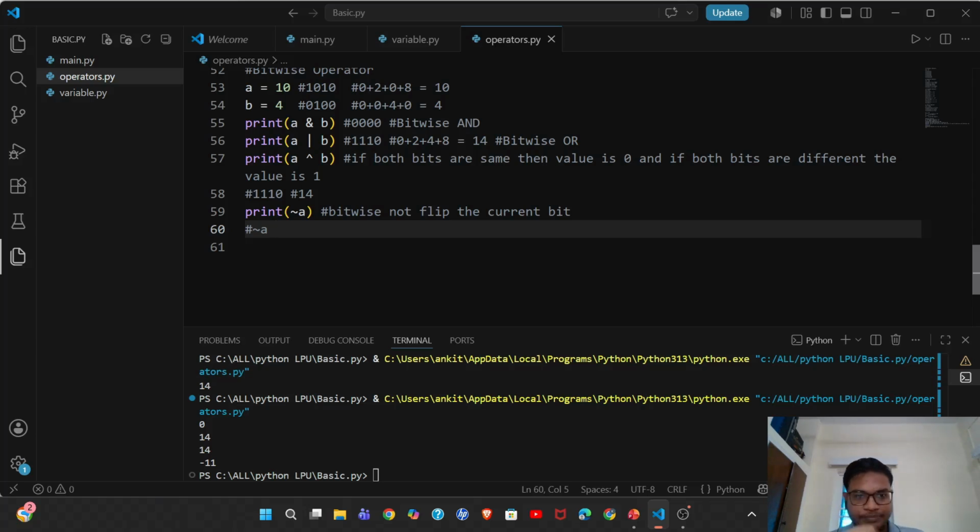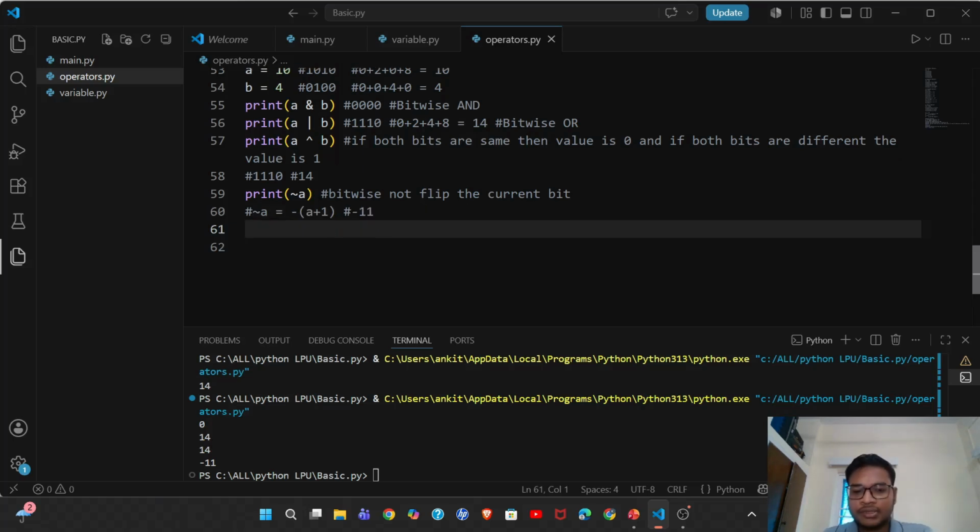So the formula is minus of A plus 1. This is the formula. If you find any MCQ question regarding the bitwise NOT operator, you just have to do this, and then you clearly find it. So if A equal to 10, what is the value? 10 plus 1, 11, and this value is minus 11. Therefore the output is minus 11.